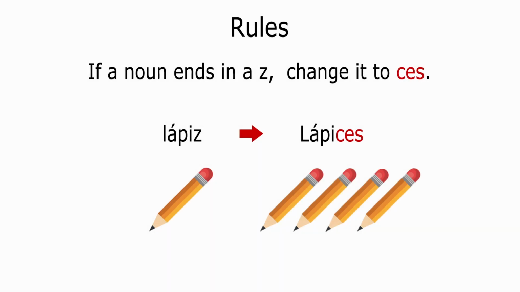If a noun ends in a Z, change it to CES. For example, lápiz, lápices.